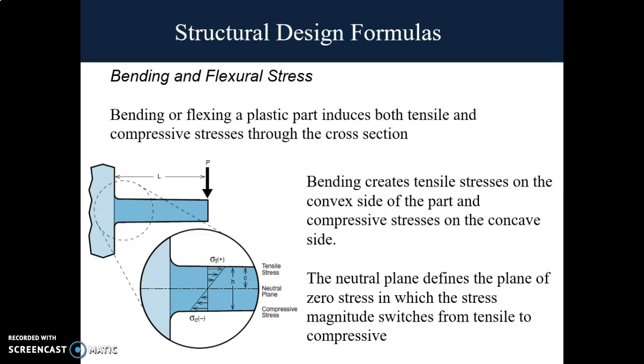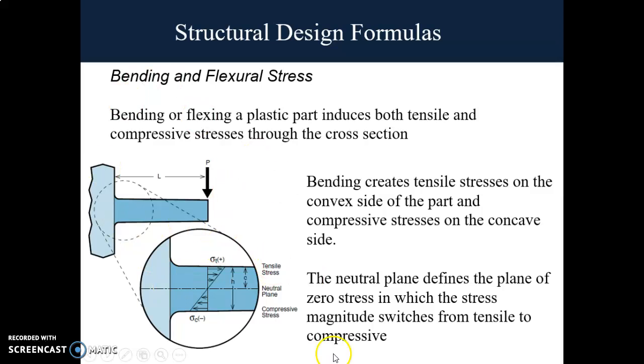Structural design in bending and flexural stress. The bending or flexing a plastic part induces both tensile and compressive stress through the cross section. As shown in this figure, okay, this is the tensile and compressive stress in bending. So bending actually creates tensile stress on the convex side of the part and compressive stress on the concave side. So the neutral plane defines the plane of zero stress in which the stress magnitude switches from tensile to compressive.